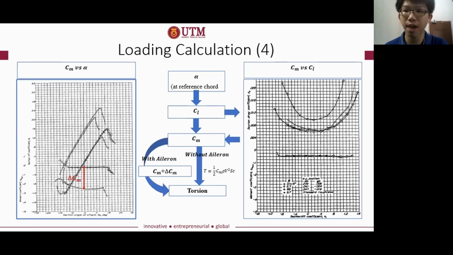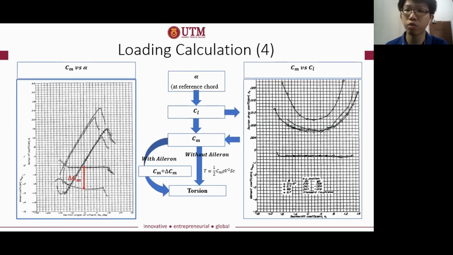Then the Cm value will be substituted into the torsion equation to obtain the torsion value at that particular position. The calculated results will be tabulated in tables for all the points A, D, E, and G, and then graphs are plotted. However, when there is aileron, or the part with aileron, there is a change in the moment coefficient. Therefore, the analysis will be different now.